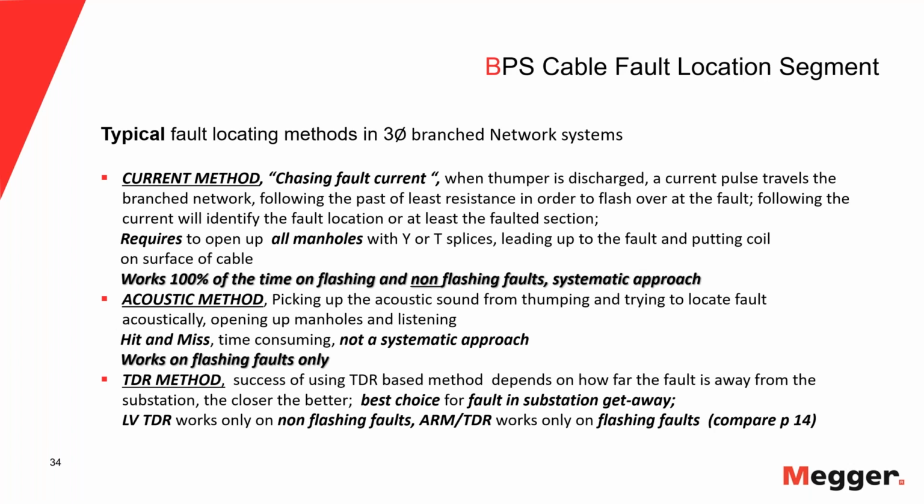I go only to the Y or T branches, open the manhole, put my coil on the cable that is incoming to the splice, and make sure I see a signal. That means the signal is still coming into that splice. And then I put it on the two outgoing cables. In one cable, I will get a signal, and in the other cable, I will not get a signal. So I know, okay, I have to make a 90-degree turn here because my fault current is going that way.